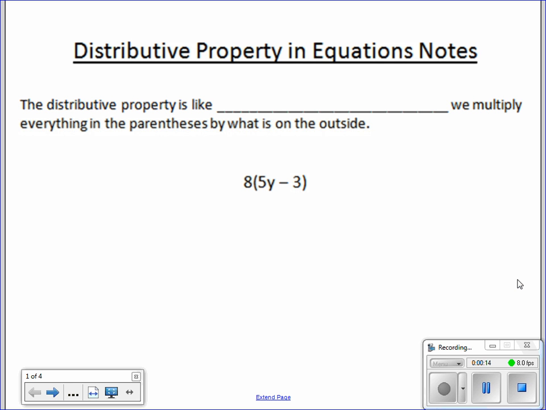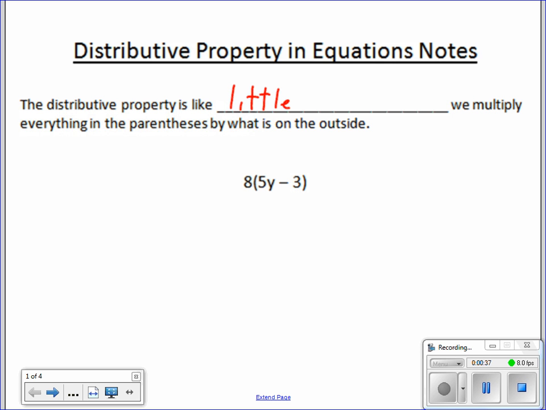Today we're going to talk about the distributive property in equations. We've used the distributive property before. It's not new, but we really need to review it. We haven't done very well on it with the expressions, so I want to focus once again on it, and we're going to use it then to help us solve equations here.